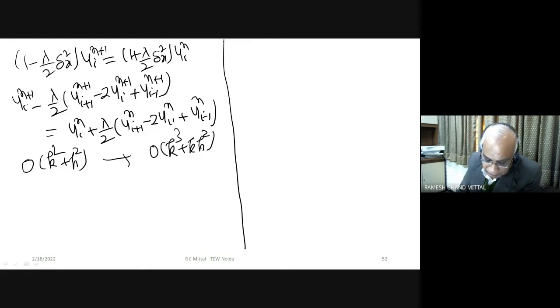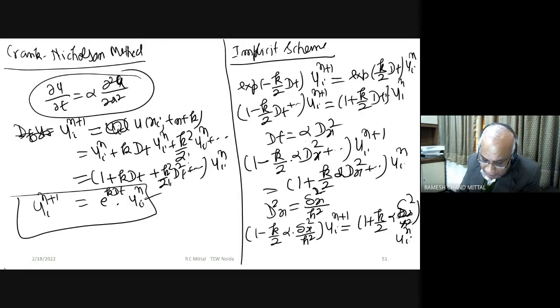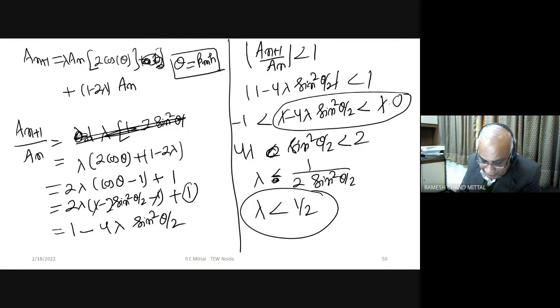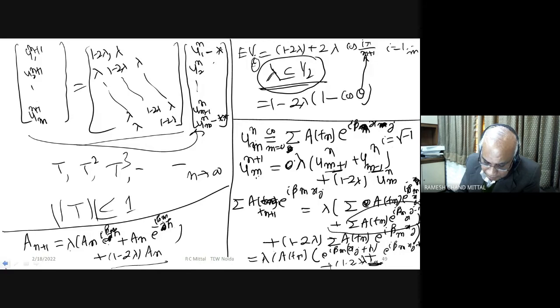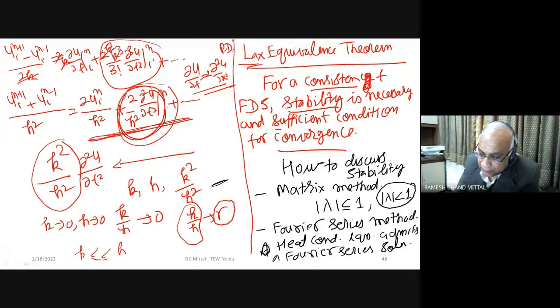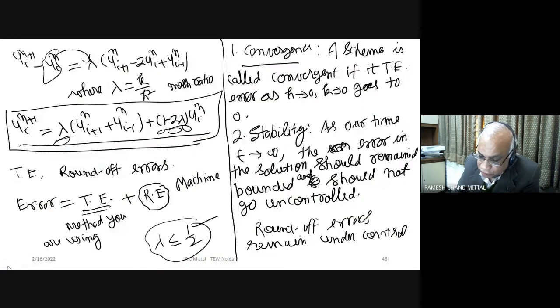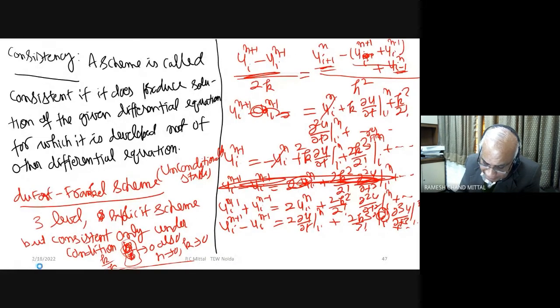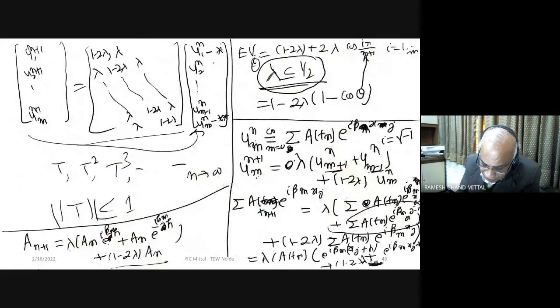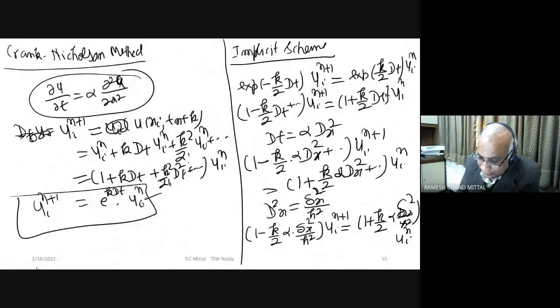While if I see my other scheme, which I gave you, this scheme, the two-level scheme, it is of order K H squared. So this is more accurate. The truncation error is less here, and hence it is preferred. But the only thing is that it is an implicit scheme.